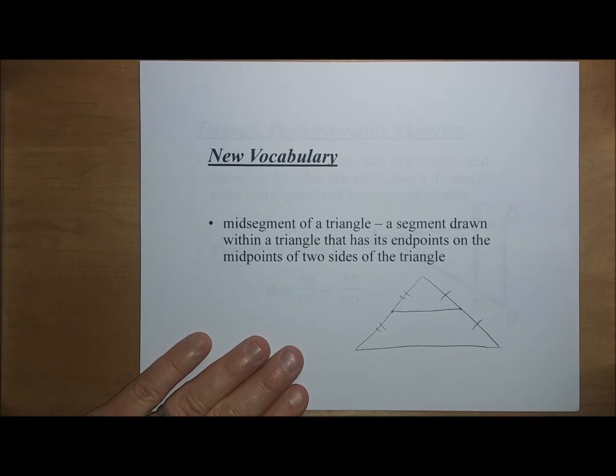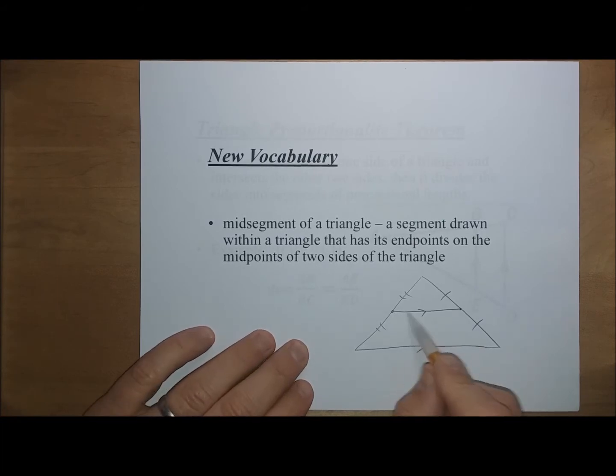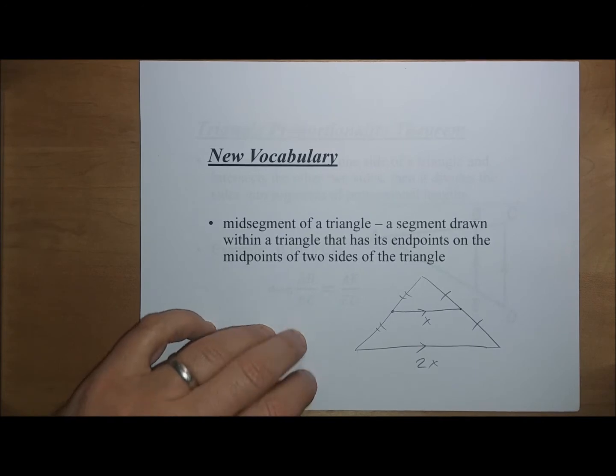Looks kind of like our mid-segment from the last chapter on quadrilaterals, mid-segment in a trapezoid, right? It's the same idea. We're going to learn more about it, but when you have this condition, it turns out the mid-segment will be parallel to the base that it's drawn to, and it'll always be exactly half the length of the base. If this base was 2x units long, your mid-segment's going to be x units long. Okay?